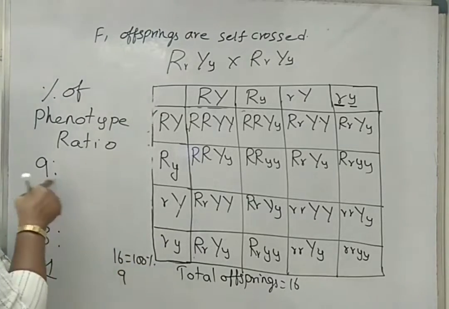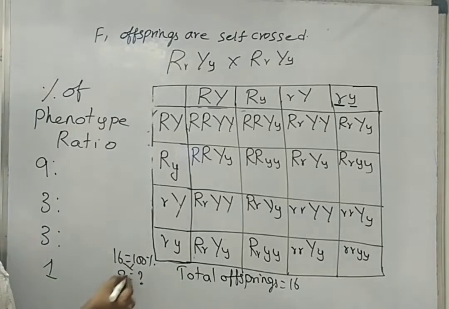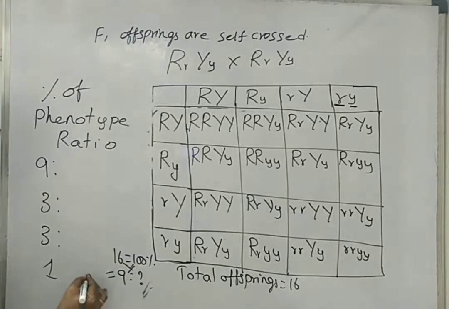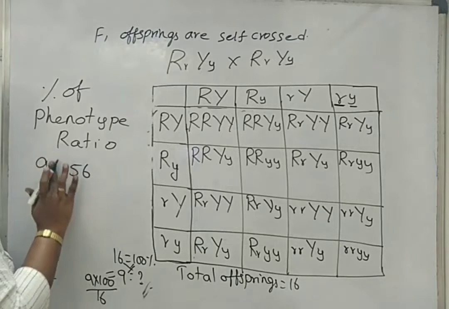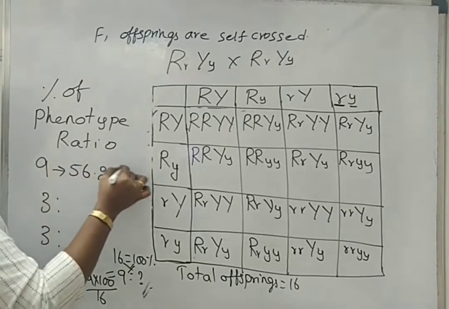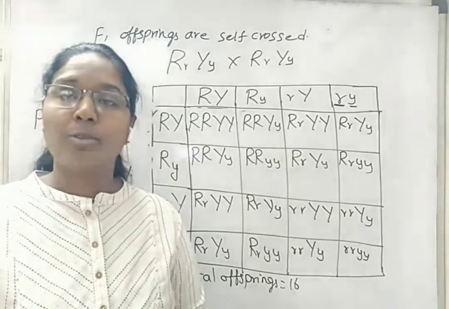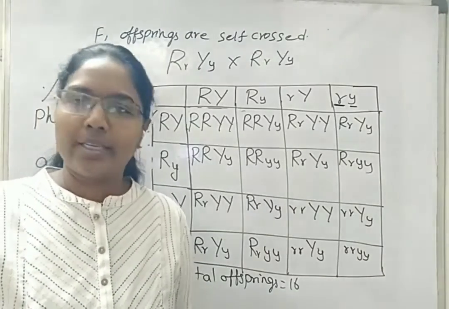what about the 9 number of offspring? What will be the percentage here? If we do cross multiplication like this, we can express this as 9 into 100 divided by 16. We will get an answer if you do the calculation: 56.25% of offsprings out of the total 16 are considered to be having round shape of the seed with the yellow color of the seed or cotyledon.